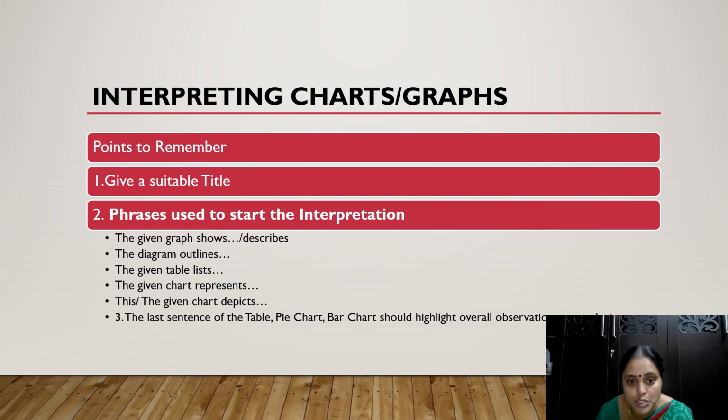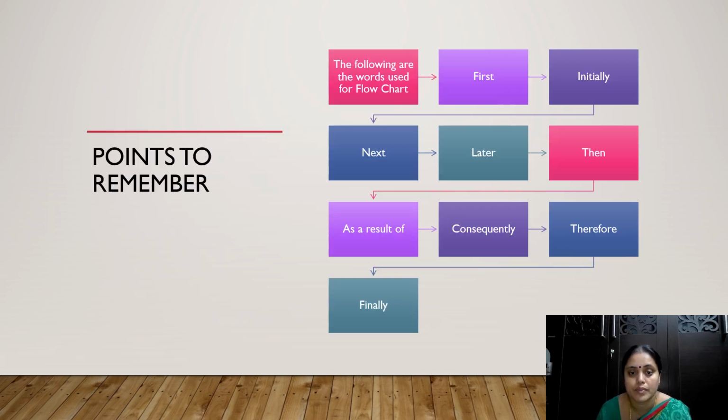The given graph shows or describes, the diagram outlines, the given table lists, the given chart represents, or you can simply say the given chart depicts. The third important thing that you should remember while doing this interpretation is that the last sentence of your paragraph should highlight the overall observation of what you have observed from the charts.